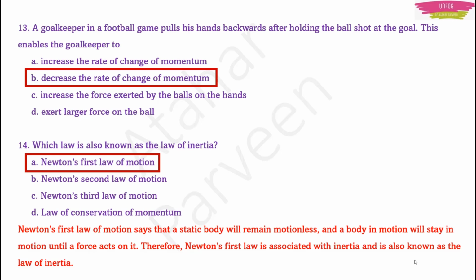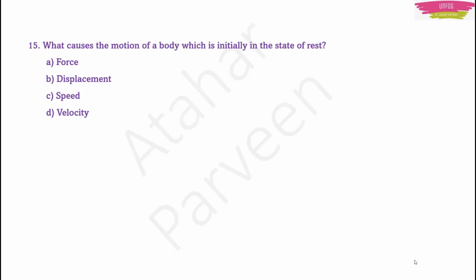Next question. What causes the motion of a body which is initially in the state of rest? Of course, either it is in a state of rest or of uniform motion. If the body is initially at rest and it is changing its position, it means some force has been applied on it, right? So option A, force, should be the right answer.